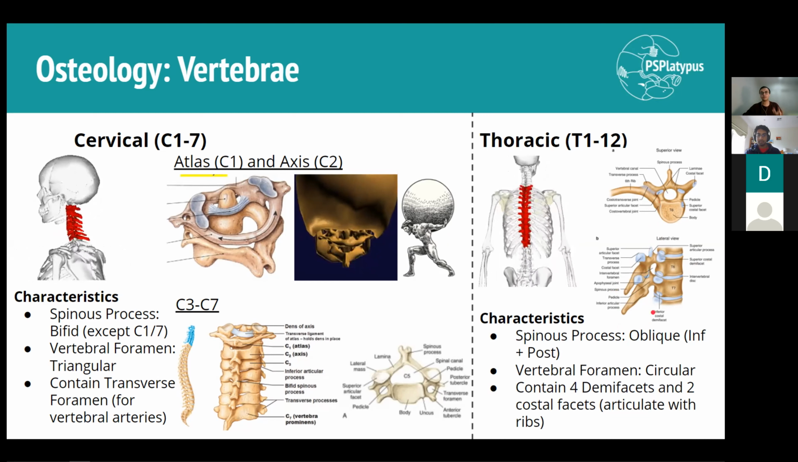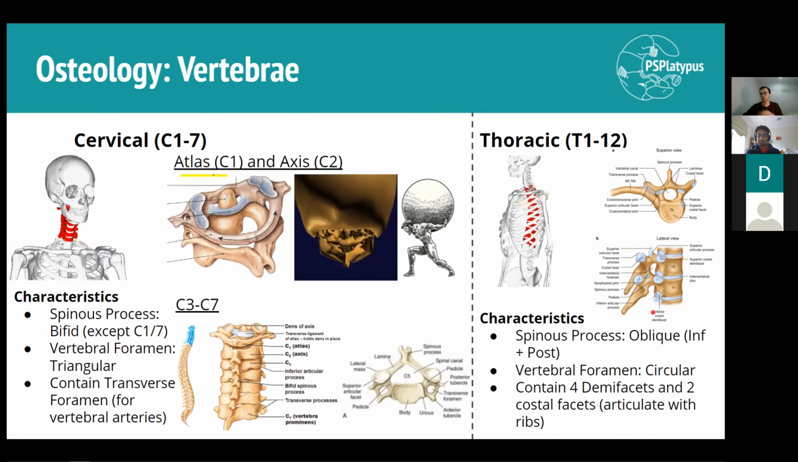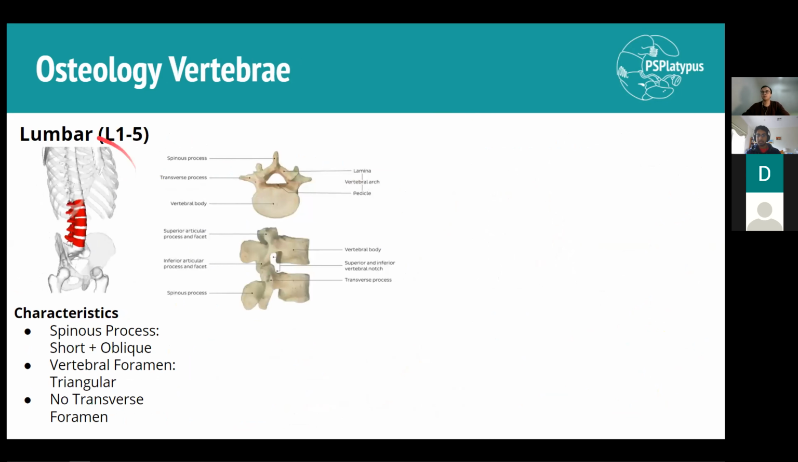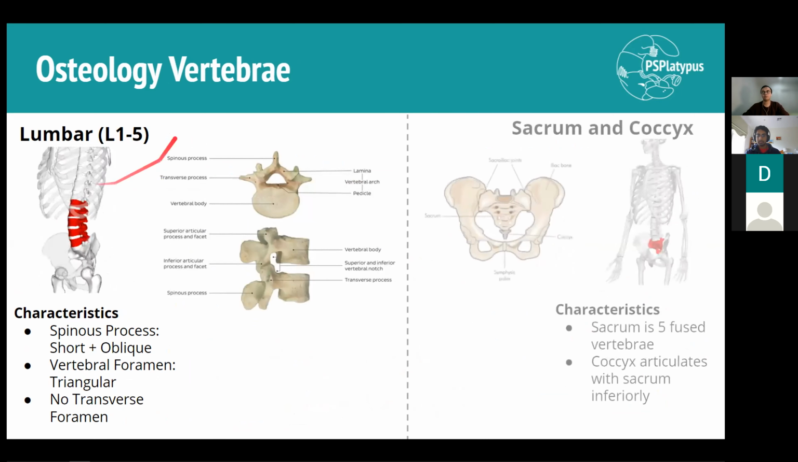So there's the 4 demifacets and the 2 costal facets, which you can also see there on the diagram if you zoom in a bit. All right, so the next 2 are the lumbar and the sacral and coccygeal. So we're going to be covering the lumbar first.